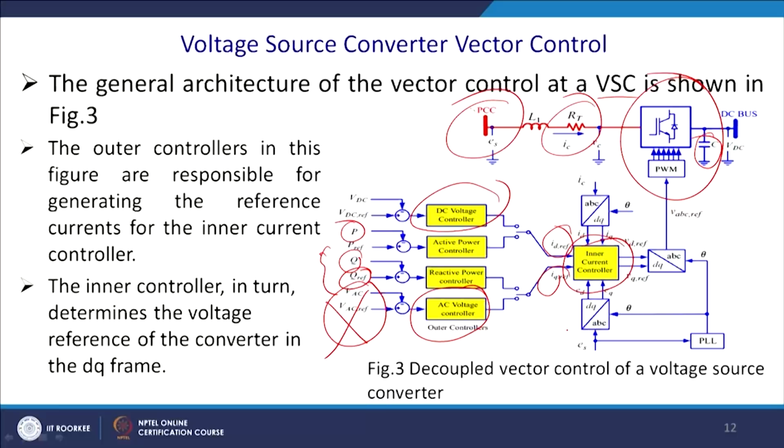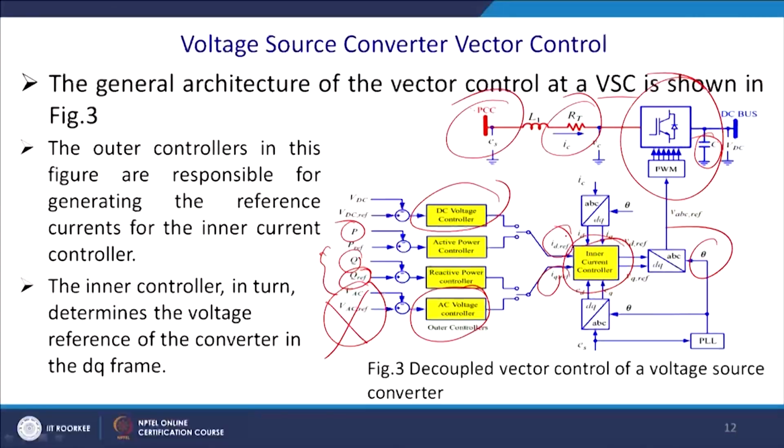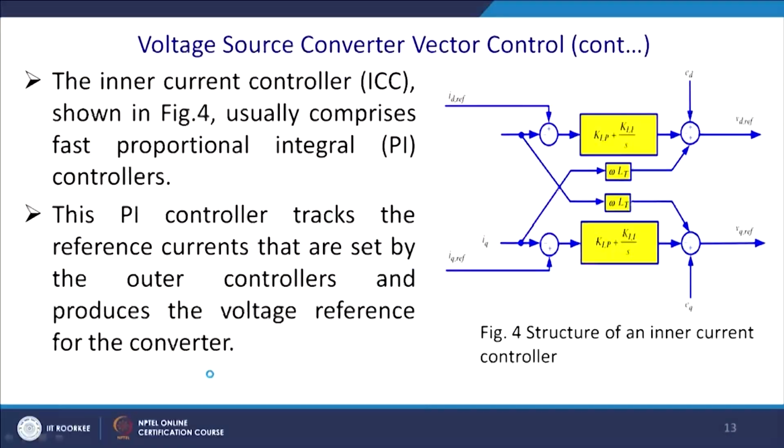In that way, this voltage source converter vector control is used just like the vector control in induction machines. Ultimately, there from the encoder you sense the speed, and from these positions you sense the theta. The inner controller in turn determines the voltage difference of the converter in the DQ frame. So, hope you have understood it.